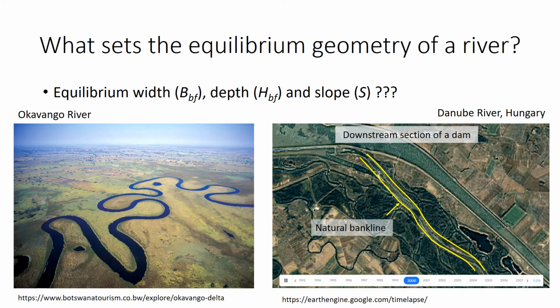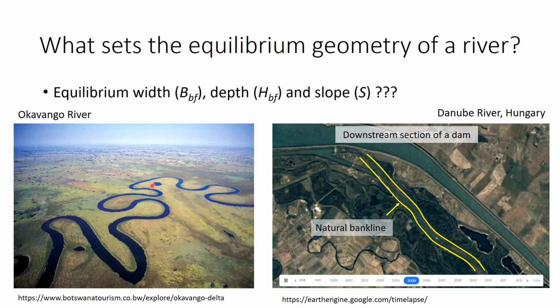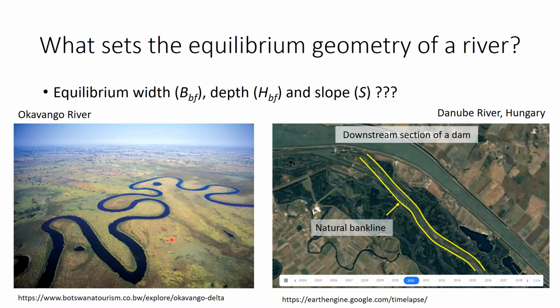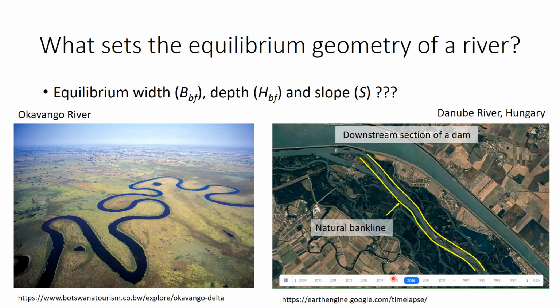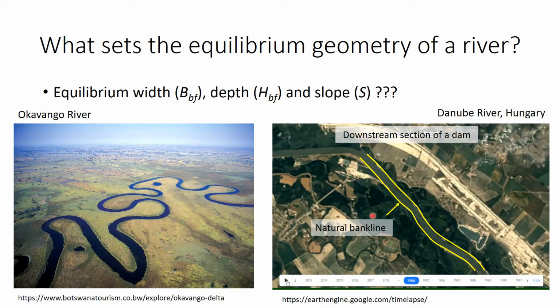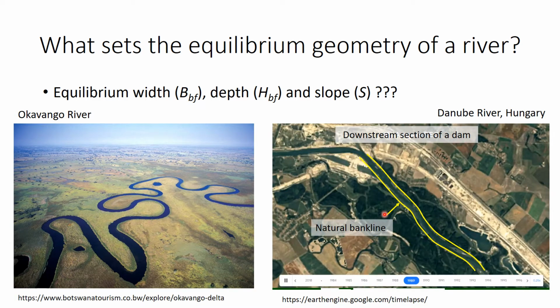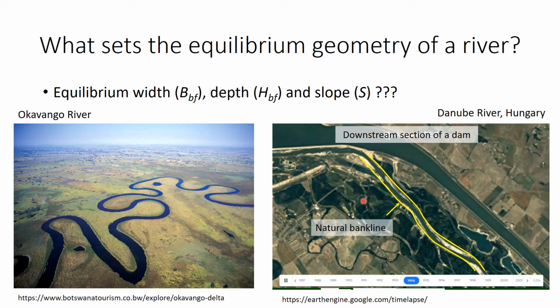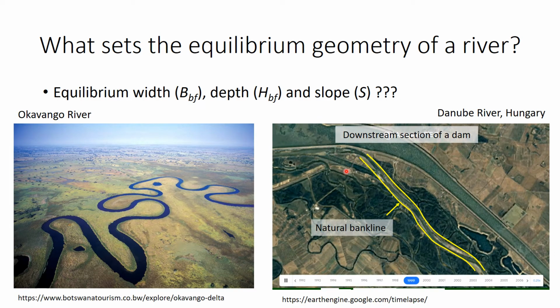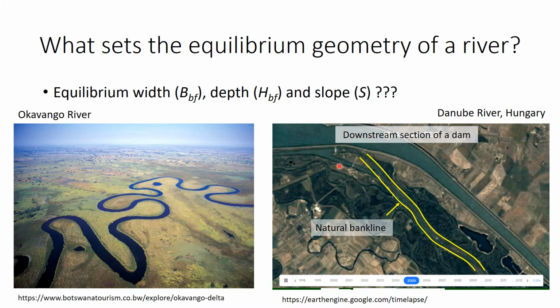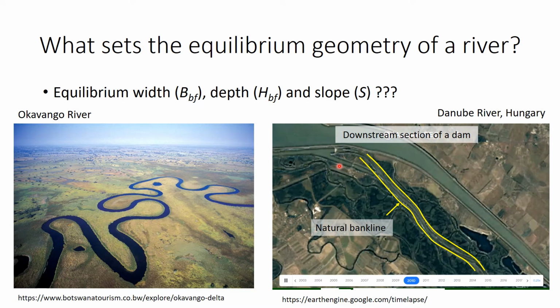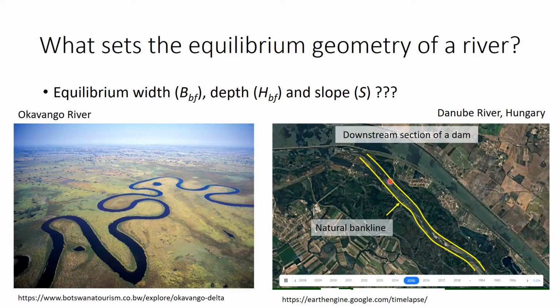This is true for the river developing in its natural state and for the case where the natural morphodynamic processes are disturbed by an artificial intervention. This is the case on the right, where you can see a dam was installed here, which caused a significant drop in the sediment discharge downstream.